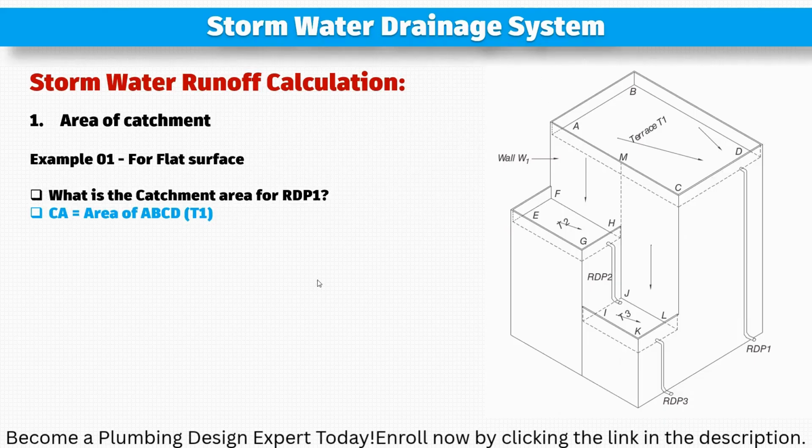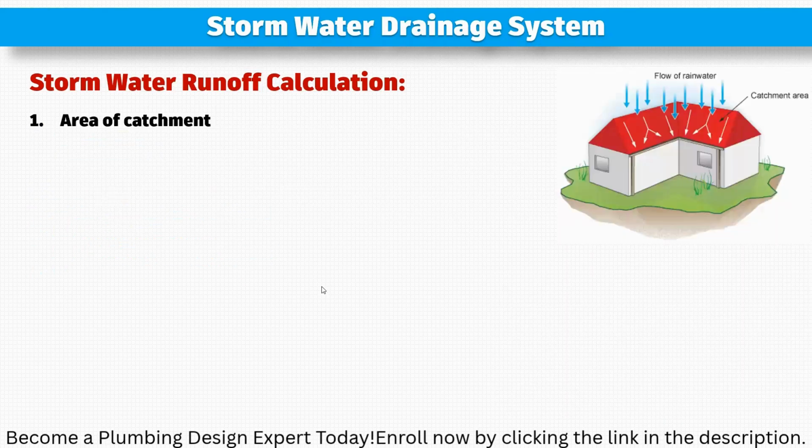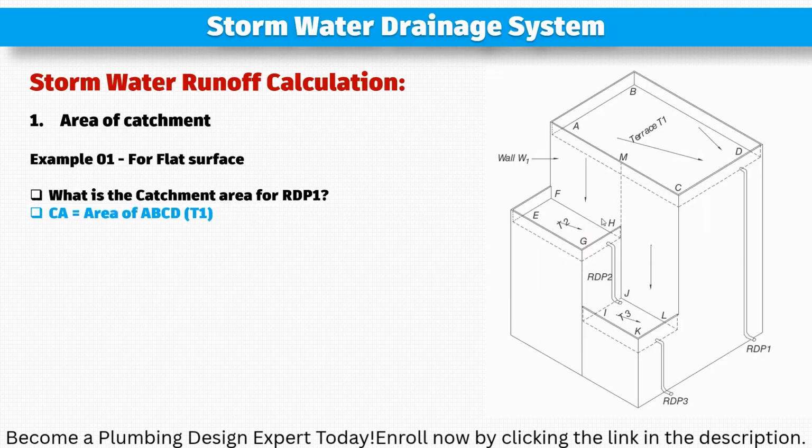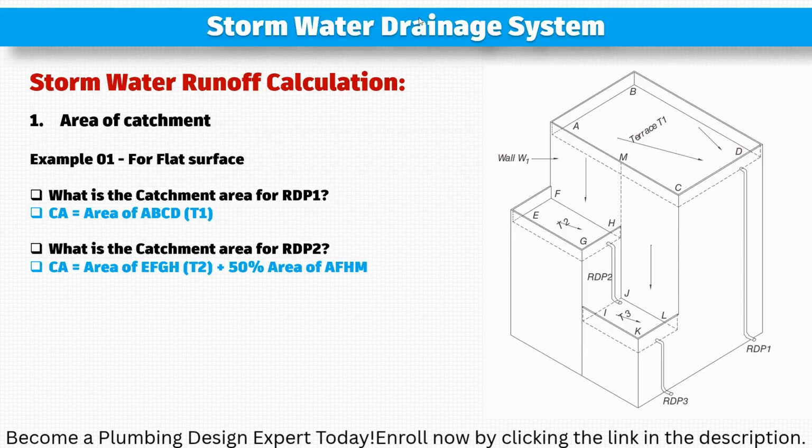So we will not consider it, because in the last class we studied that catchment area is equal to horizontal plane area plus 50% of the adjoining vertical wall. So in this case, we don't have any vertical wall. This is the parapet wall, not a full height wall. So there is no adjoining wall over here. In that case, only ABCD, the flat surface area, will be considered for the catchment area. Clear?